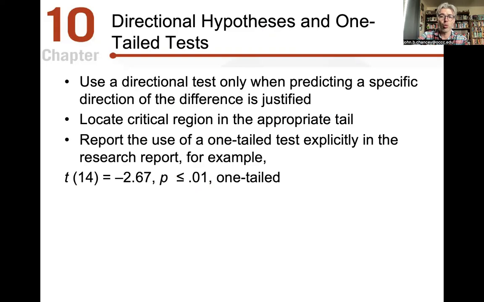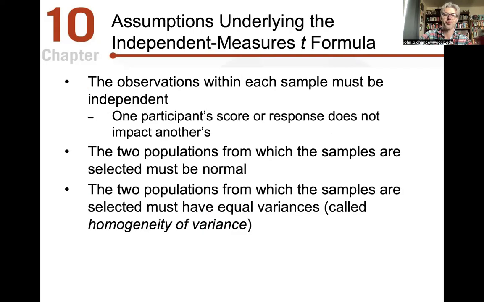You would locate the critical region in the appropriate tail, the left or the right hand side. Also, in terms of the data you report, maybe in a journal or to a conference or a presentation, you would report the use of a one-tailed test explicitly in your research report. You might write it up as such: t with degrees of freedom of 14. This is our t statistic, which gave us 2.67 with a p-value that is less than 0.01, and you would indicate with a comma that this is a one-tailed test. This is a directional test.